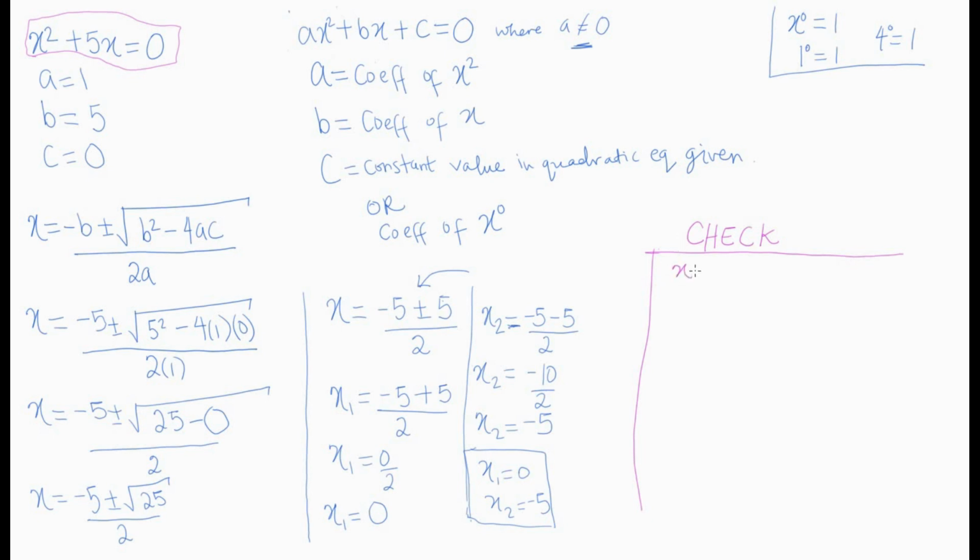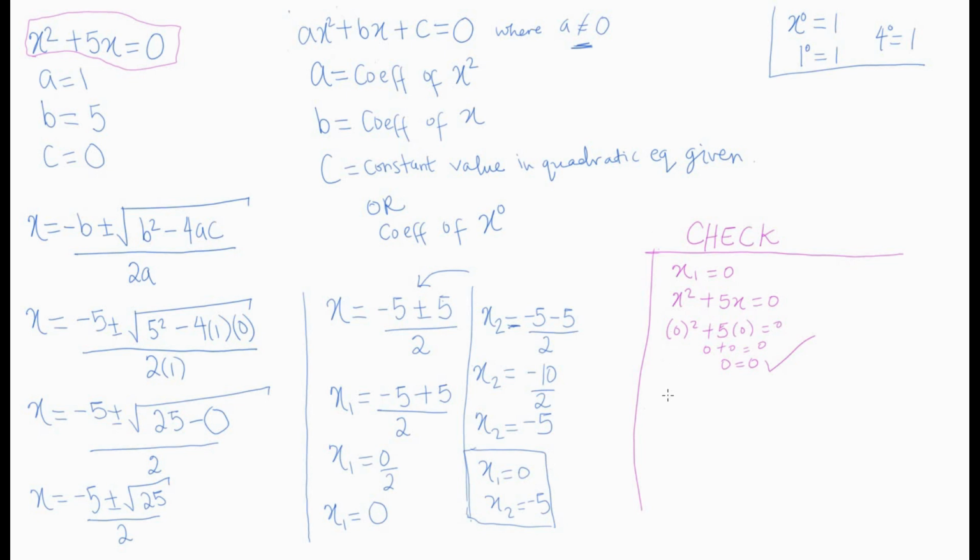So when x sub 1 equals 0, in order for us to check, we just put it back into the equation x squared plus 5x equals 0. So x sub 1 equals 0, put it back into this equation. We have 0 squared plus 5 times 0 equals 0. 0 plus 0 equals 0. 0 equals 0. Here there's a check. Alhamdulillah. This just means the left side and the right side are equal. That means the x sub 1 equals 0 that we got is actually one of the values.